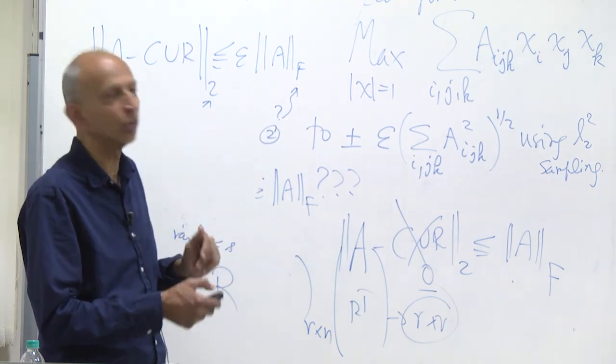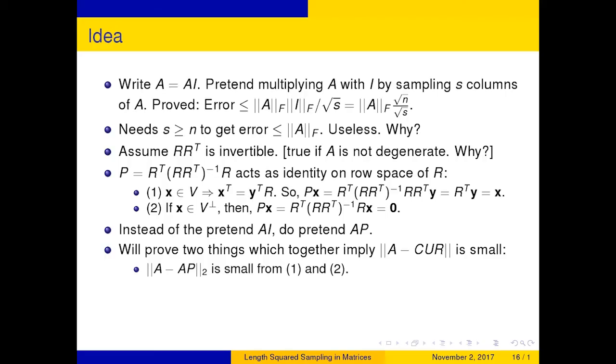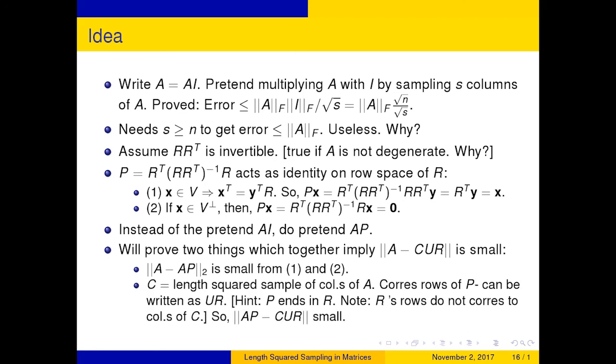We'll get a root R by root S here, where R is under our control, and we'll make it smaller than S. So we'll have to prove two things. There, A was equal to A times identity, no problem. Here it's not true that A is equal to A times P, but it is in a particular subspace, not in the whole space. So we have to prove that the spectral norm of the difference is small. It'll follow from 1 and 2.